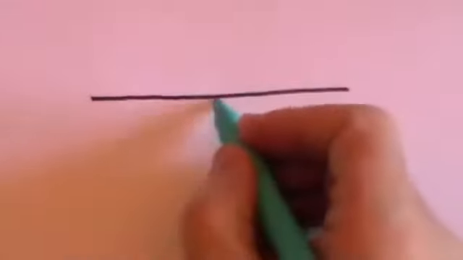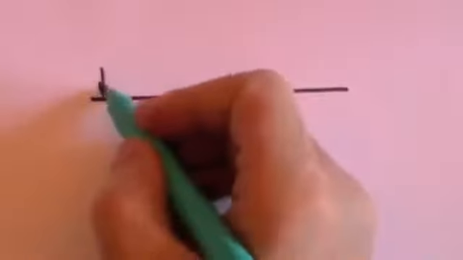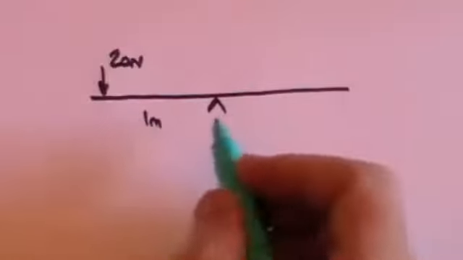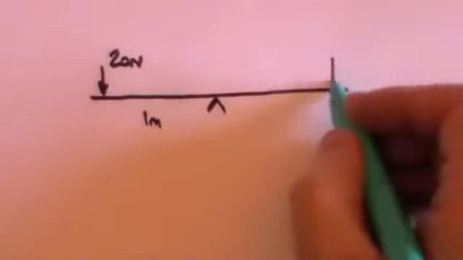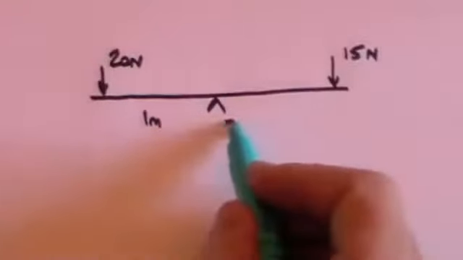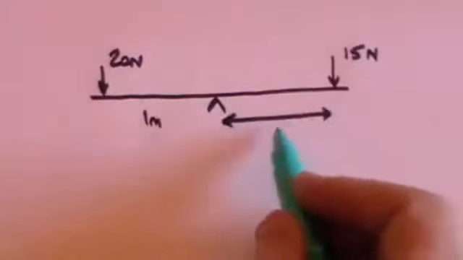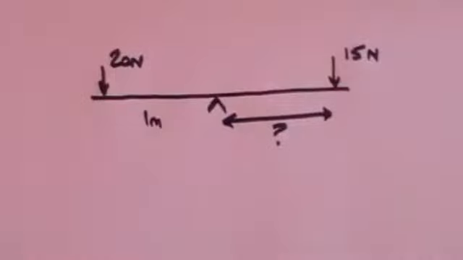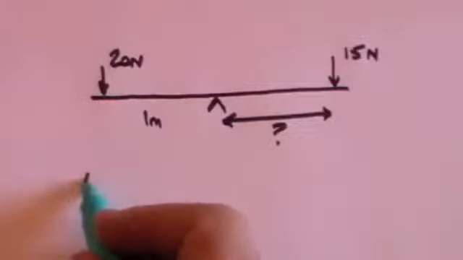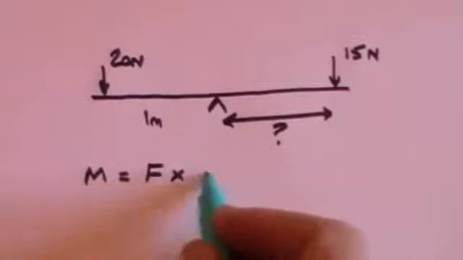Here's the seesaw. I apply a force of 20 newtons at a distance 1 meter from the turning point. And on this side I apply a force of 15 newtons. Where do I have to put that force of 15 newtons in order that the seesaw will balance? Well, we know that the moments must be equal. The moment on this side, moment of course is always force times distance.